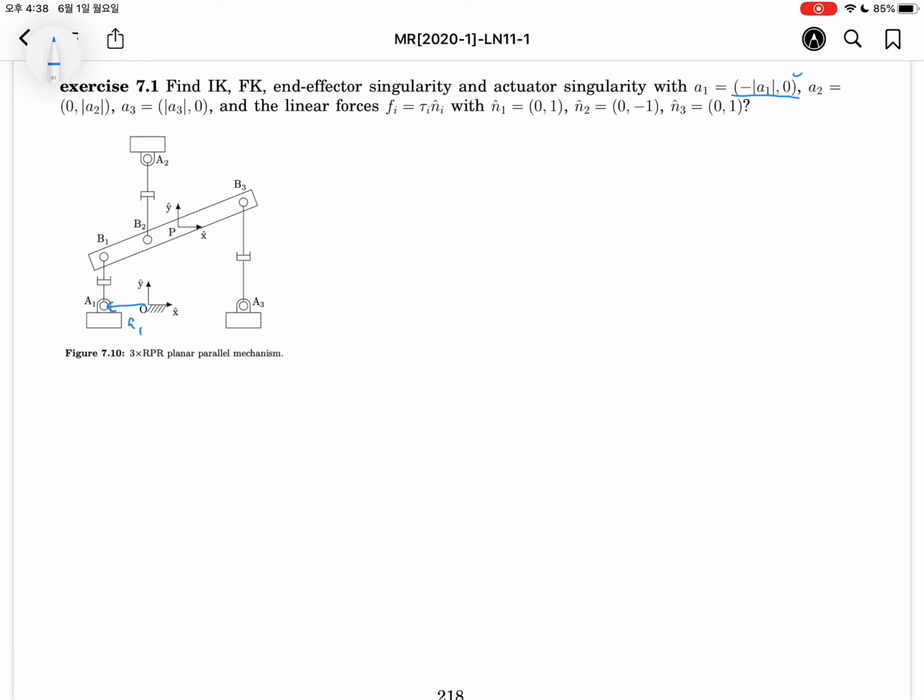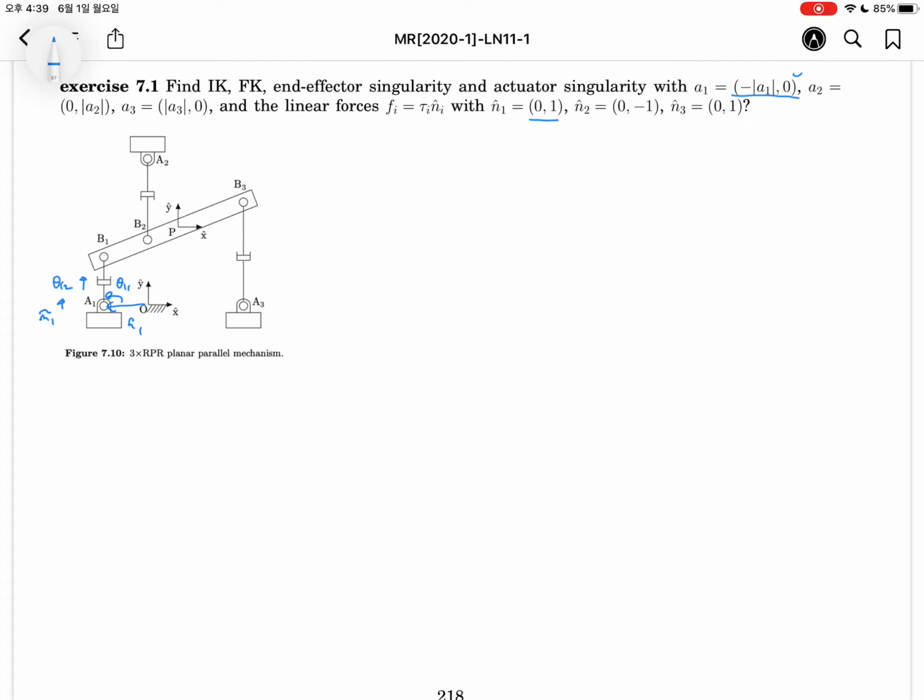Okay, and this angle can be defined by theta 1,1. And for the given prismatic joint, the displacement will be denoted by theta 1,2. There is a translational quantity. The direction of the prismatic joint action is denoted by n1 hat. And for the given configuration, n1 hat is given by (0, 1) because it is aligned with the plus y direction.